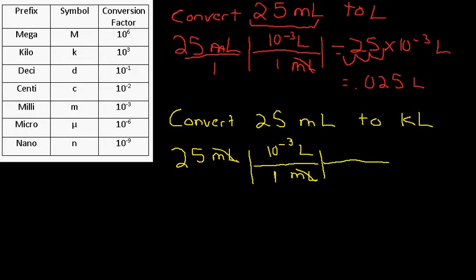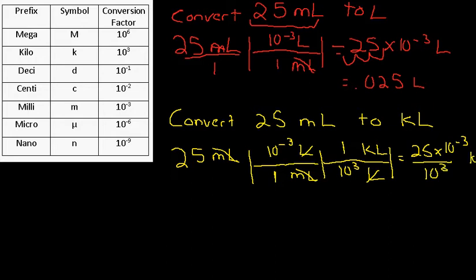So what I'm going to do is just draw another fence. I'm going to think, okay, what do I want to cancel out? Well, now I have liters, so I want liters to be the unit to cancel out. Put liters down here. I'm going to put kiloliters in the top. The conversion factor for kilo is 10 to the third, and that's going to go with liters because that's the base unit. And then 1 goes with kiloliters. So what I now have, I can see liters cancel out, is 25 times 10 to the negative third divided by 10 to the third kiloliters.